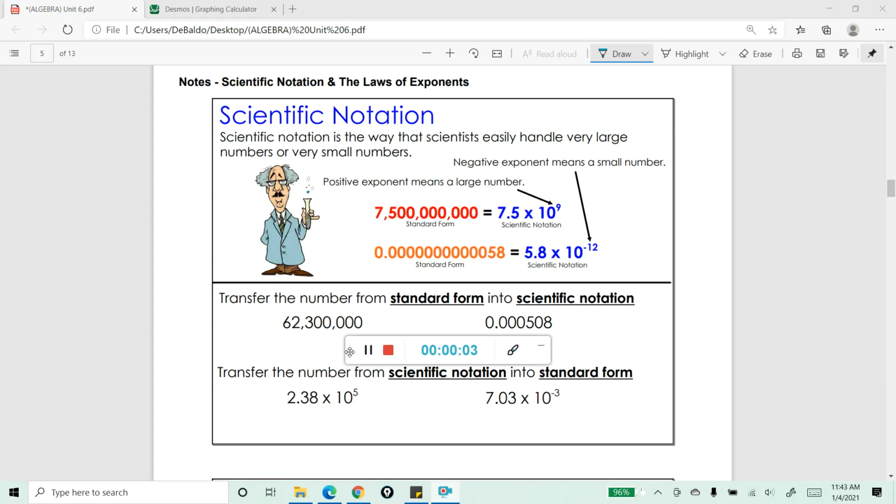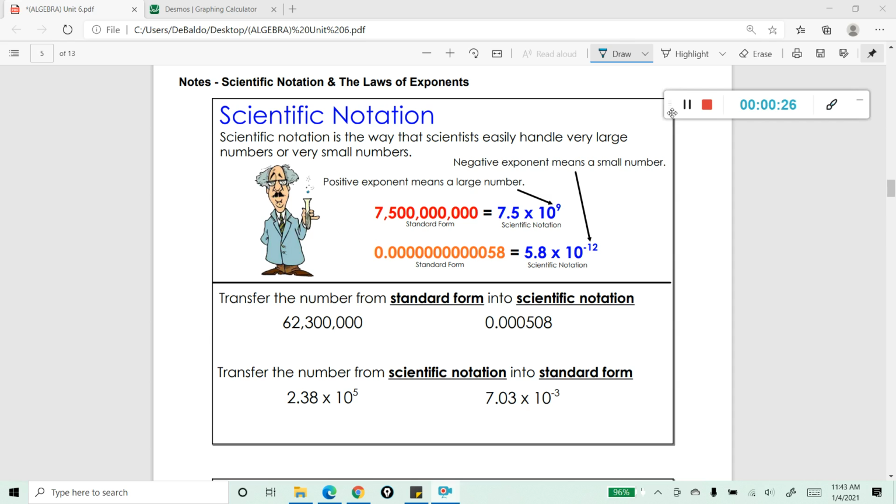In this lesson, we're going to talk about how we're going to apply the laws of exponents to scientific notation. Scientific notation is probably a concept that you've learned in the past, and this is a way that scientists easily handle very large numbers or very small numbers. I have some examples here in red and in orange.